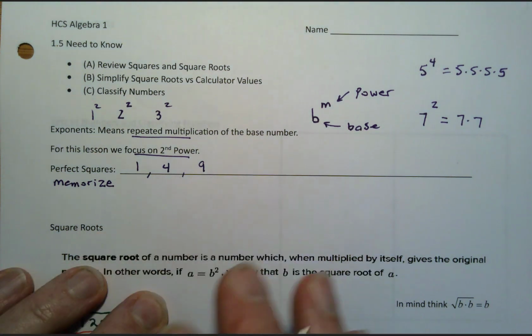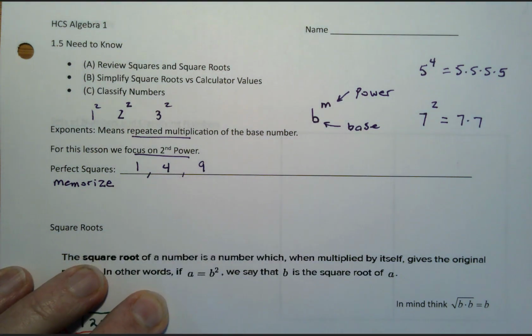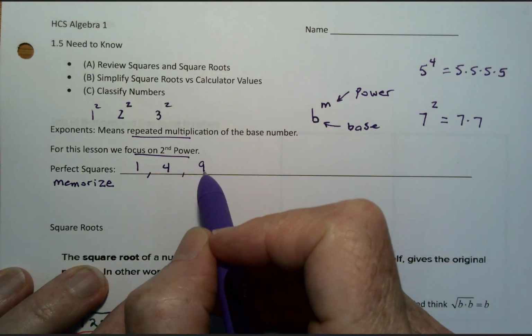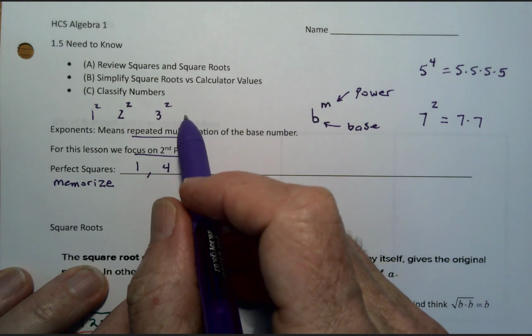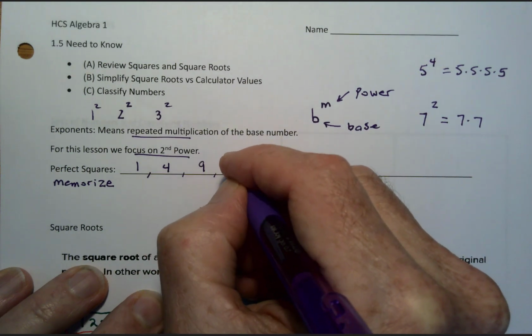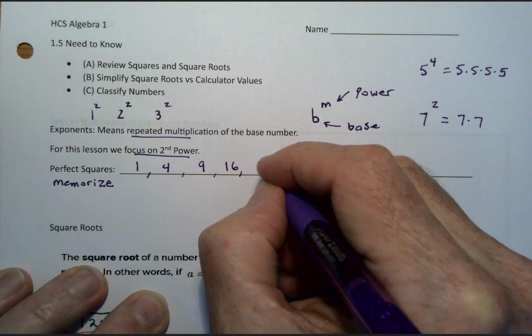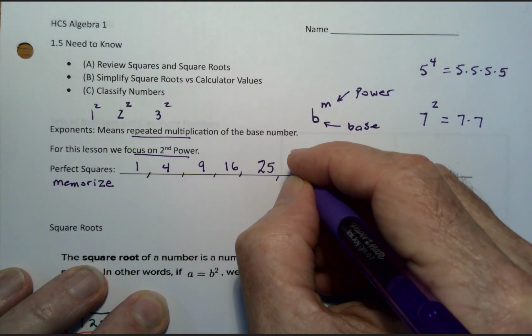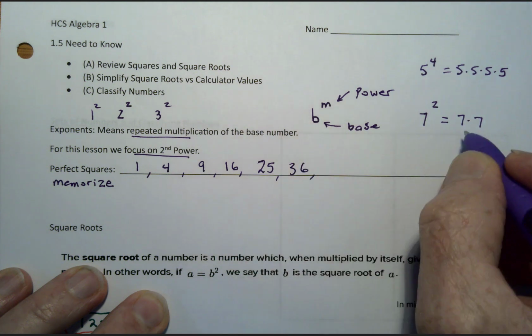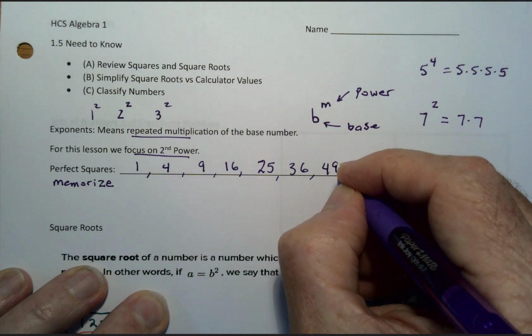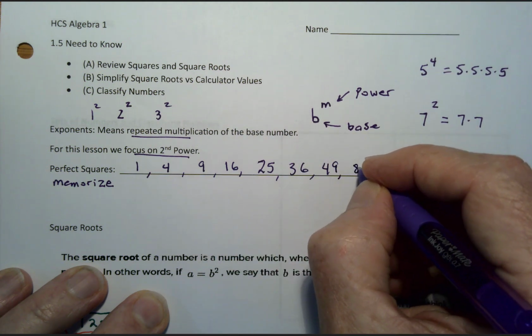But if you know the first 12 perfect squares, you may know them already. It helps you so much when we do square root math. So after 9, there is the 4th number squared. 4 times 4 is 16. Then the 5th number squared. 5 times 5 is 25. 6th squared is 36. 7 times 7 is 49. 8 times 8 is 64.